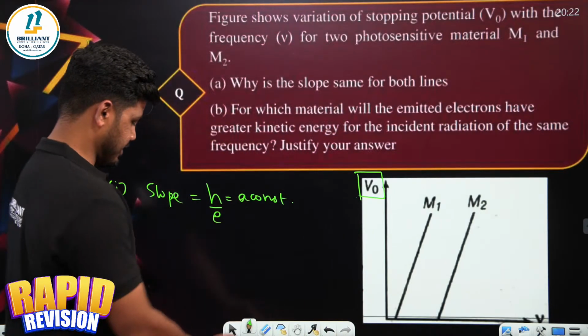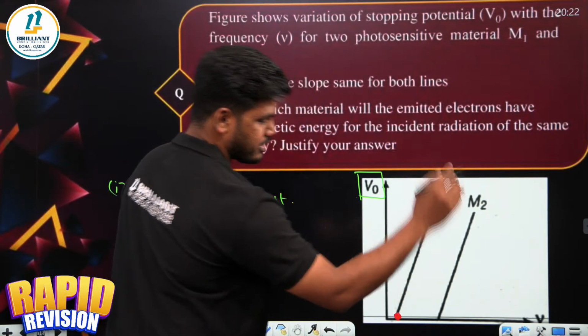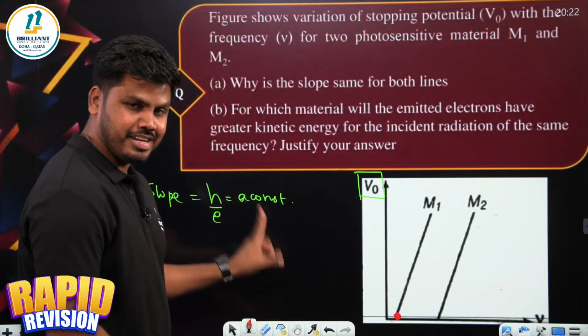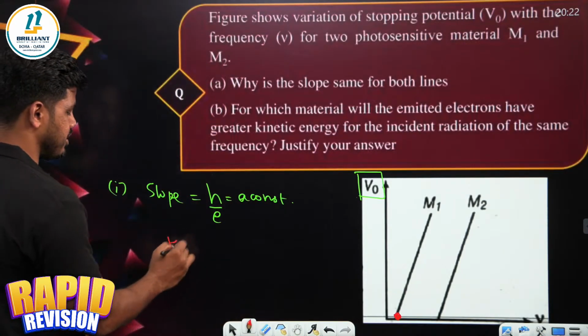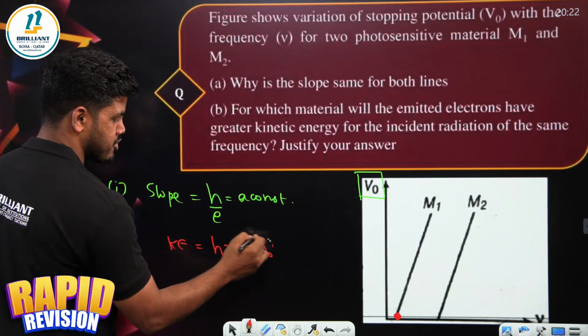Yeah, all of you are getting the correct answer only. M1 emits electrons with greater kinetic energy. And why? You are asked to justify your answer. Justification is, we know kinetic energy is equal to h nu minus work function.